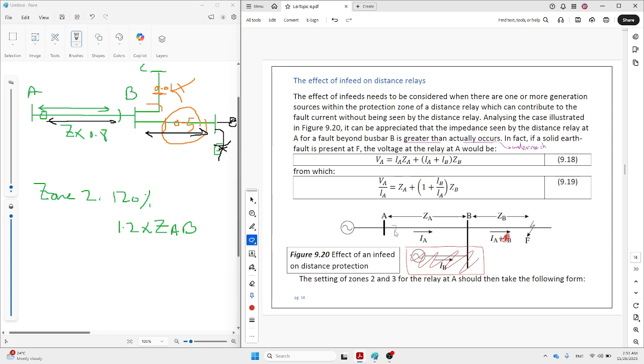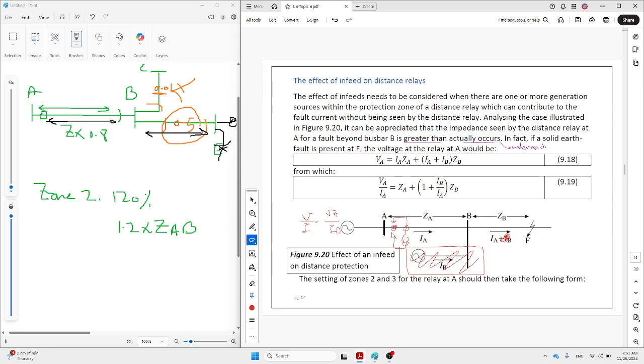When we put a distance relay at this point, any fault in front of this one can be measured using this relay as V over I, correct? The voltage at this point is fed to this one, and the current also, this is the CT feeding this one. So the current is only IA. So V over I, we can represent it as VA, which is at this point, over IA, correct?